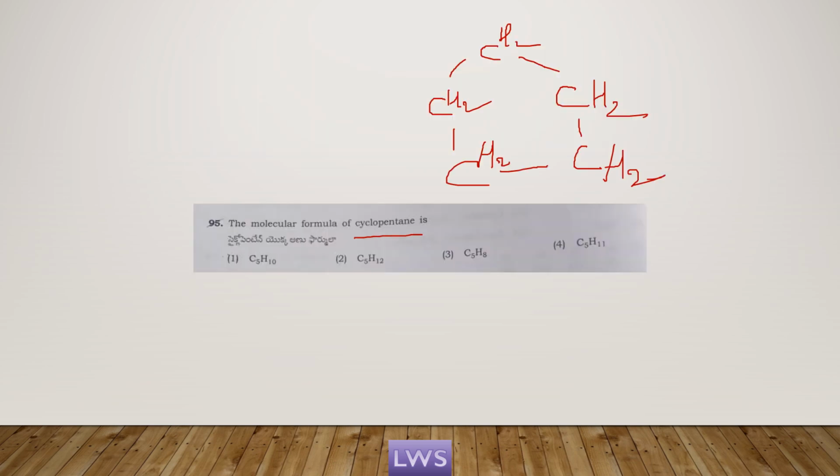What is the formula for cyclopentane? Cyclo means it is a closed structure. Pent means there are totally 5 carbons. So here you can see 5 carbons arranged in a closed structure. For every carbon there are 2 single bonds to carbons, so H2 is to be placed to satisfy its valency. So totally there are 5 carbons and 10 hydrogens. So C5H10 is cyclopentane, option 1.